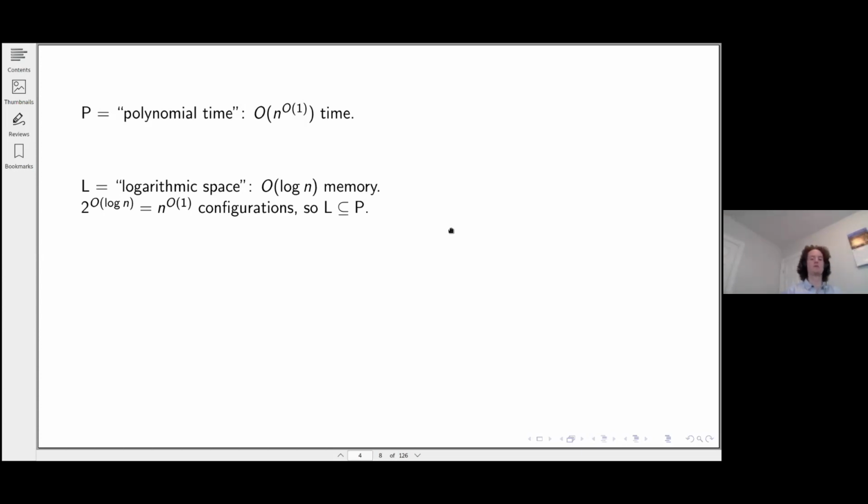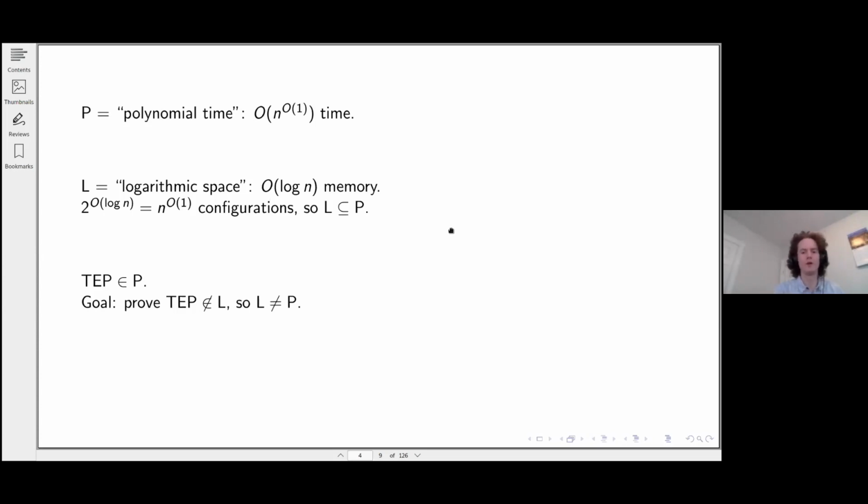So that means L is a subset of P, and the goal of the tree evaluation problem program is to show that that inclusion is strict. So it's not hard to show that the problem can be solved in polynomial time, but if you take a stab at it, you get some intuition pretty quickly that you probably can't solve it in log space. And so the goal is to actually prove that fact, which would give us a separation.